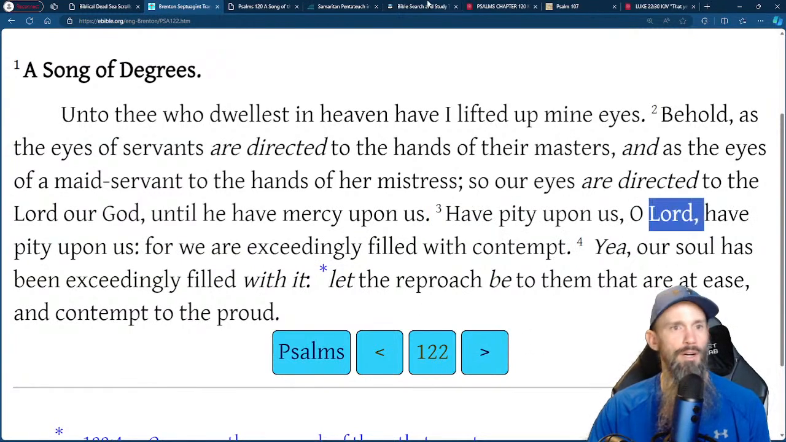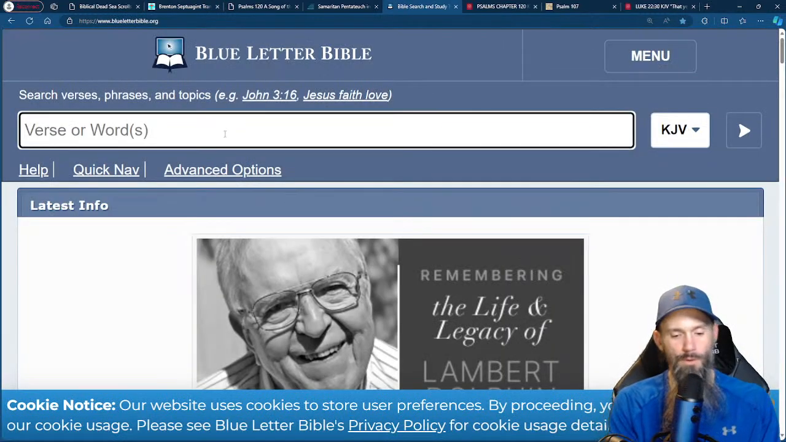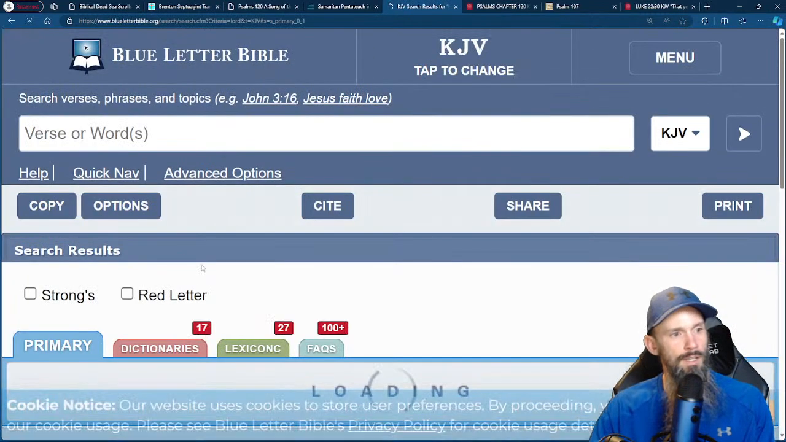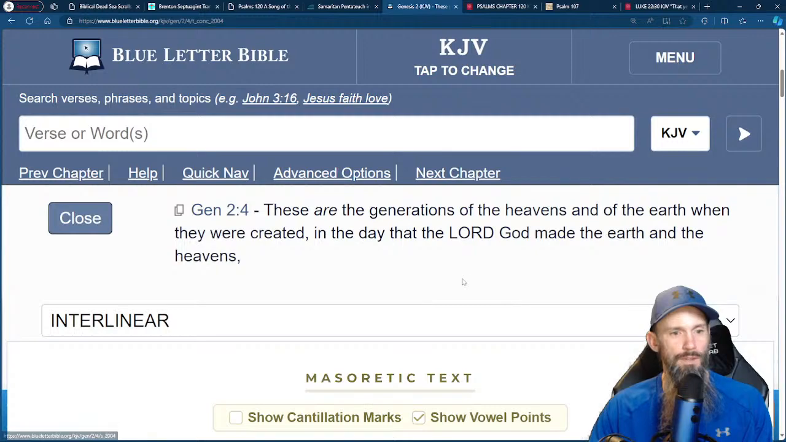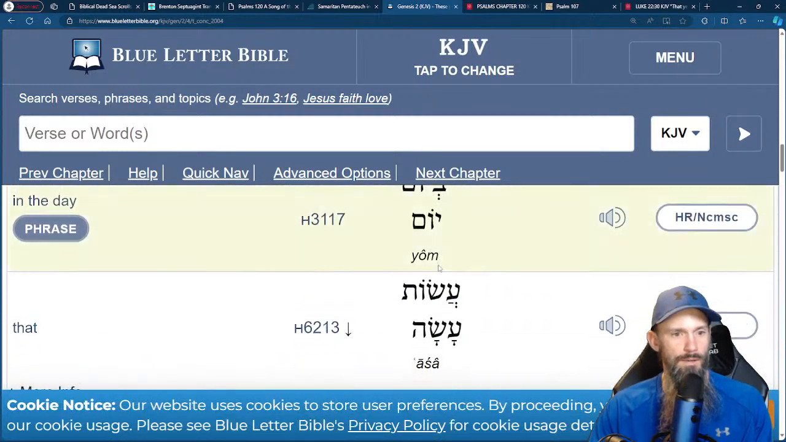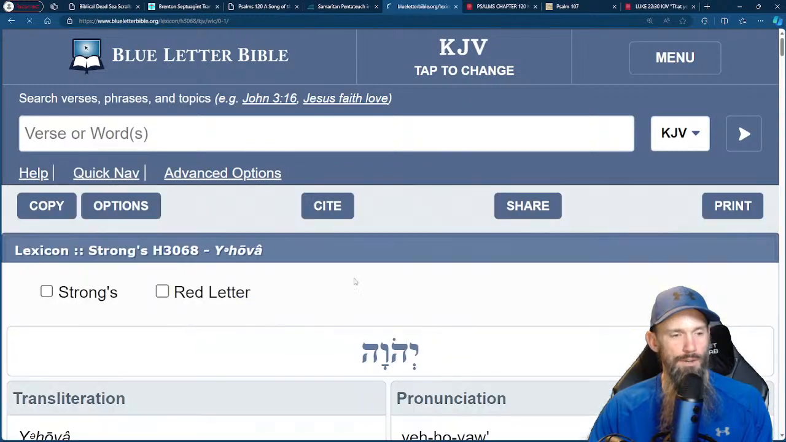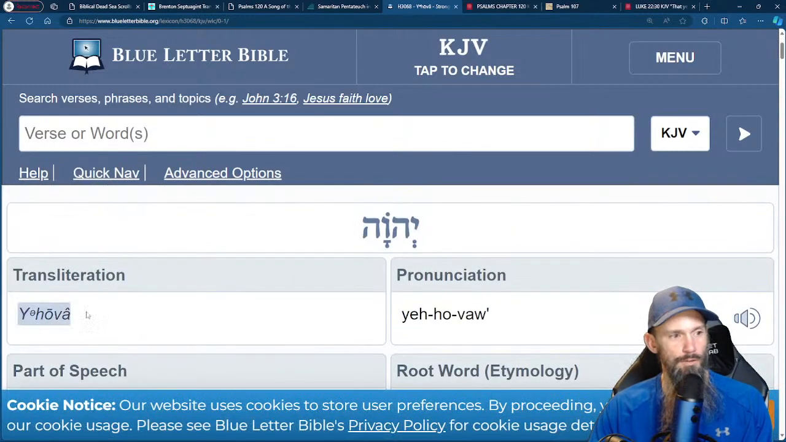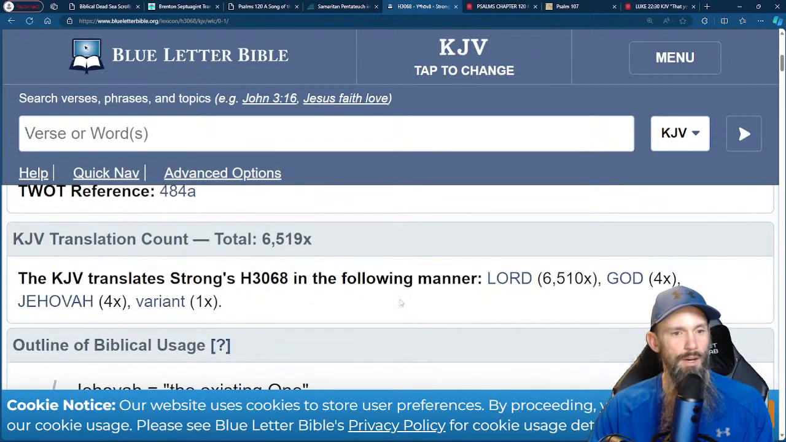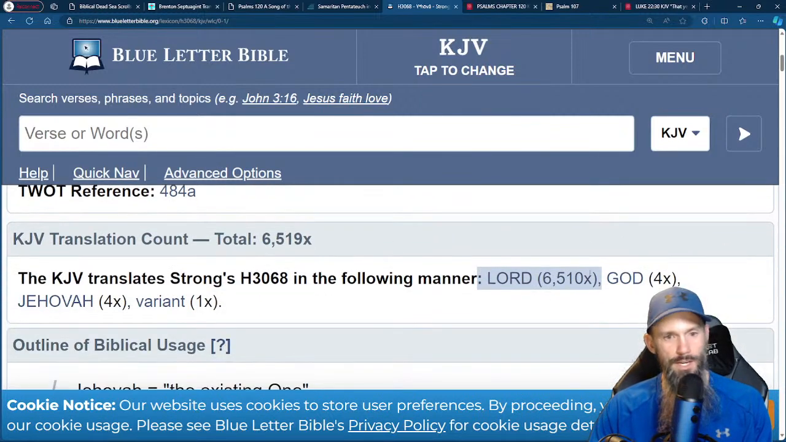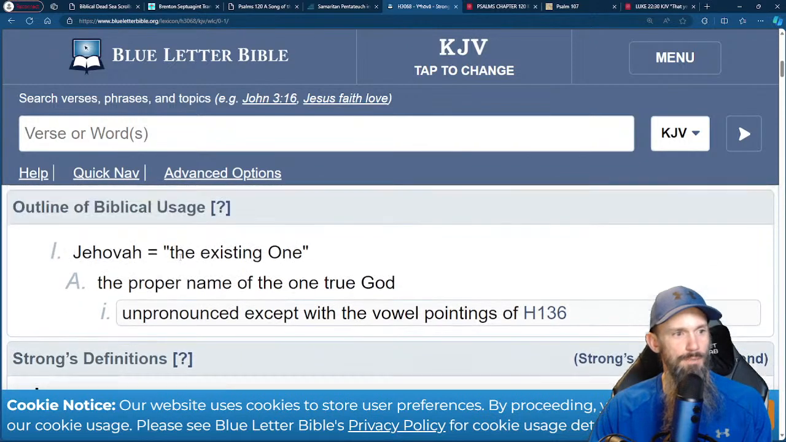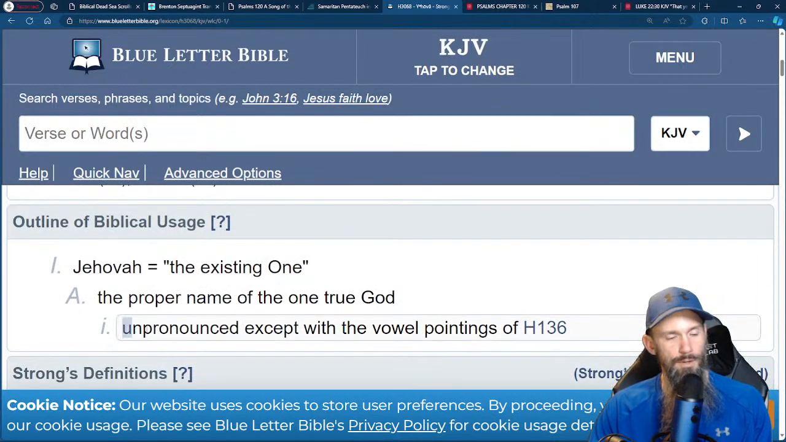And if anybody's wondering, I'll go over that again. Why they have Lord in our translations. They've replaced the name. Genesis 2:4. Just go here. H3068. Yehovah. They also say that's his name. All Yehovah is Lord in the Hebrew. That's not even Lord. It's Adonai that's Lord, but it's translated as Lord in the Hebrew 6,510 times. It tells you here in a little footnote, unpronounced except with the vowel points of H136.